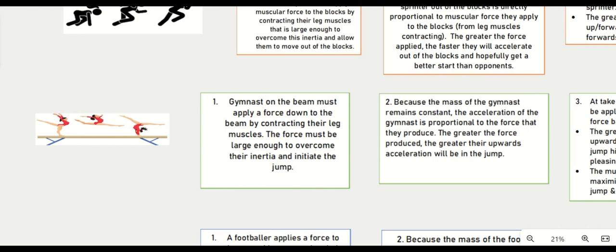The second law says because the mass of the gymnast remains the same, it remains constant during that routine, her upwards acceleration is going to be proportional to the muscular force that she produces. The greater the muscular force she produces or pushes down onto the beam, the greater the upwards acceleration will be in her jump. She'll get higher, she'll get the height to complete the necessary moves.